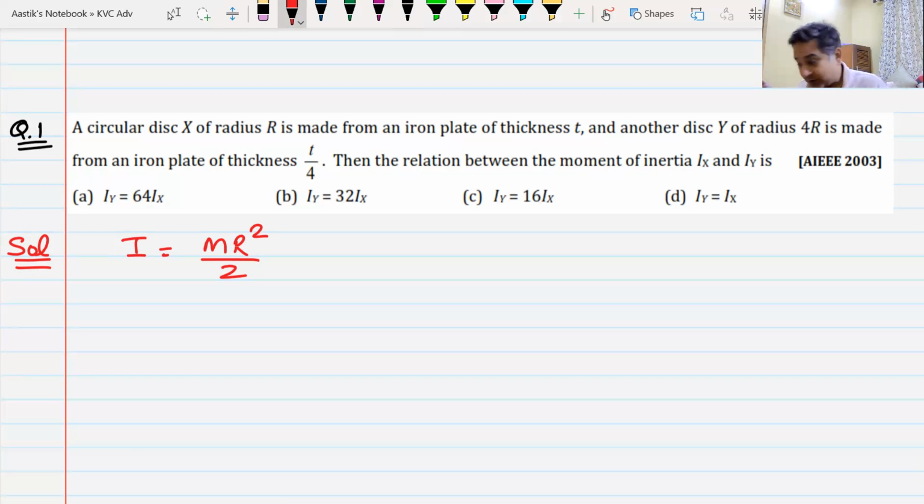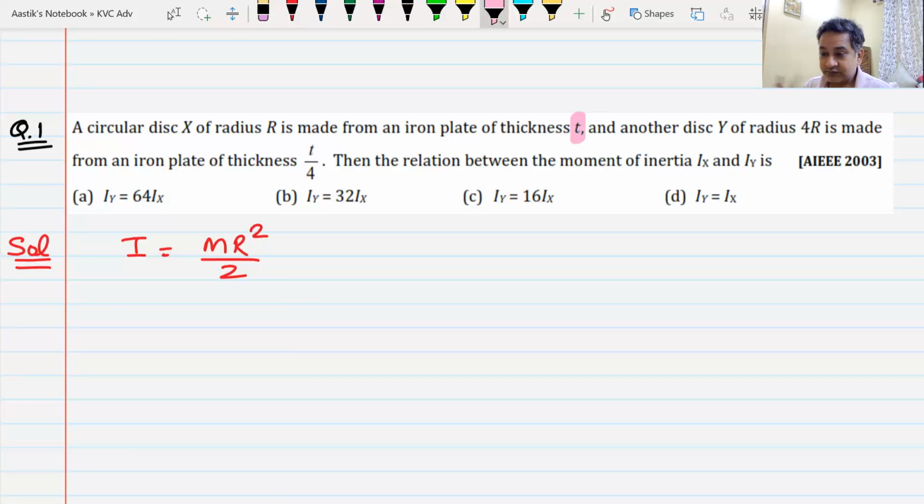So what did you do instead? For body X, you have put the radius as R, and for body Y, you have put the radius as 4R, and it has taken you 3 minutes to give me the answer as 16. And that also is wrong. Because 4 square is 16. You have taken 4 minutes of your time and given me an answer which I could have given in 2 seconds. You have not applied any common sense here. Have you used this thickness t anywhere?